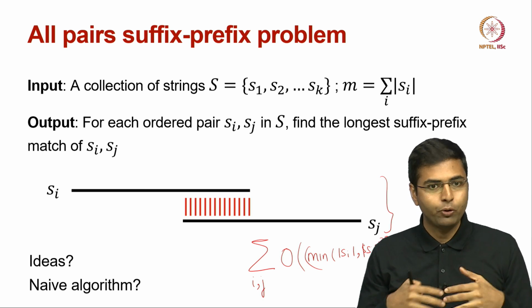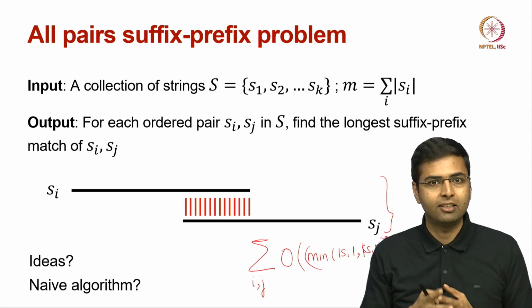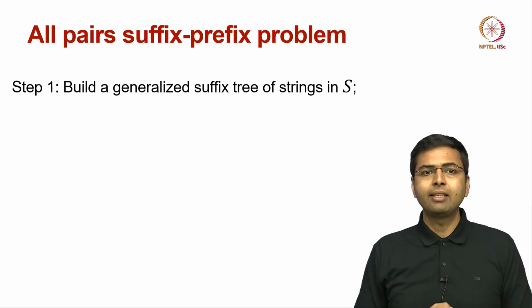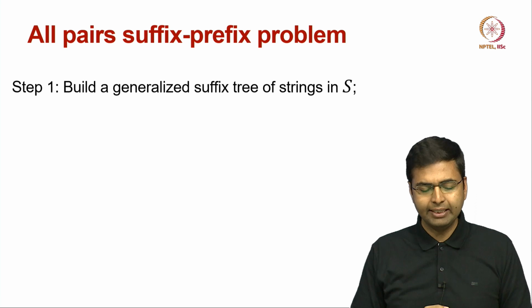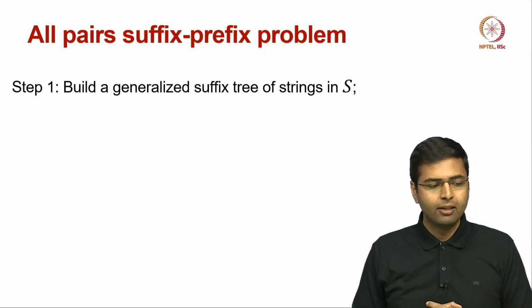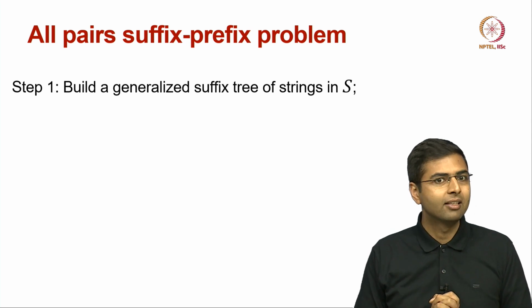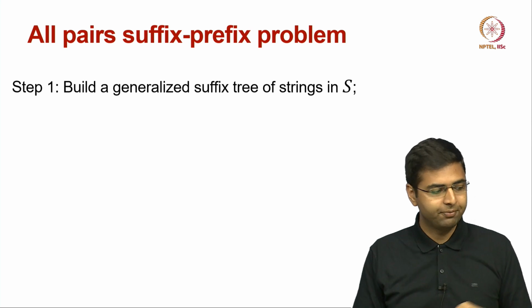So, how do we do better? Well, you can guess the first step. The first step is going to be building a generalized suffix tree of these strings S1 till Sk. So, the first step is going to be building a generalized suffix tree of strings in a given collection S, right. This is done in linear time, that we know. Now, what next? Well, here we have to start looking at the properties of suffix trees.